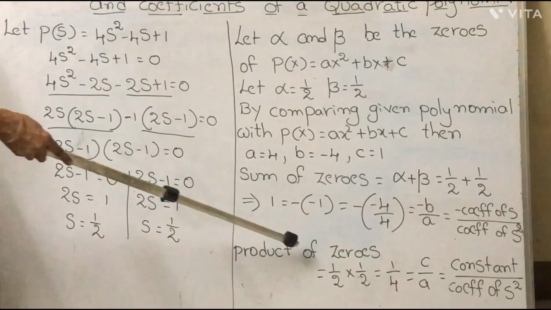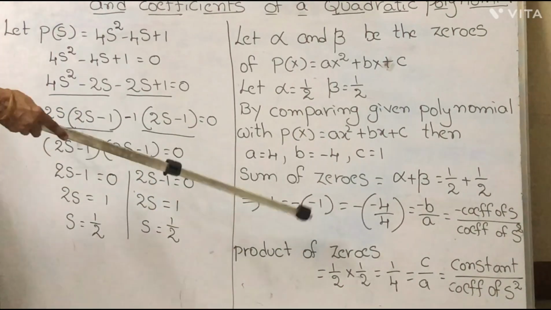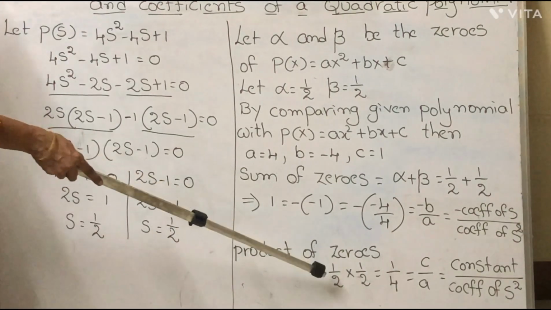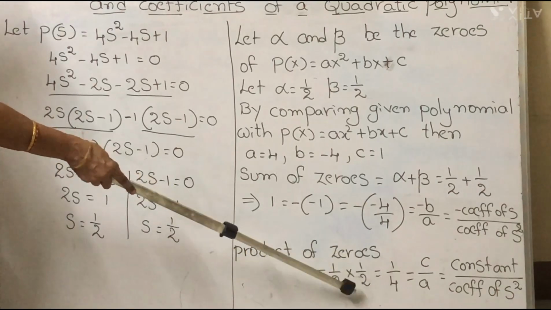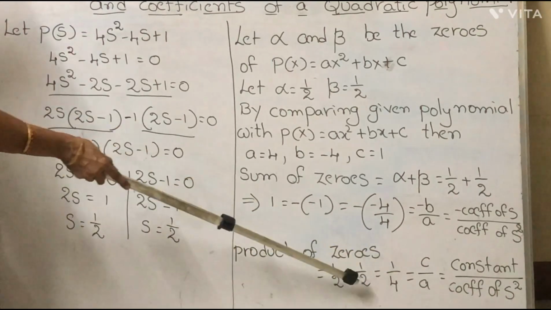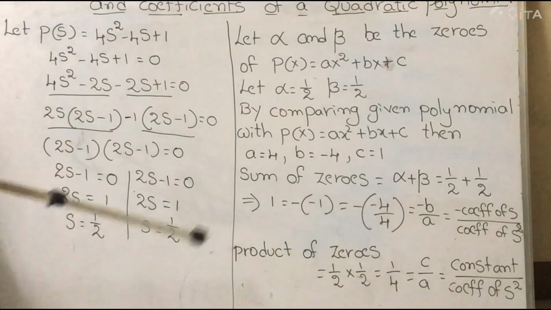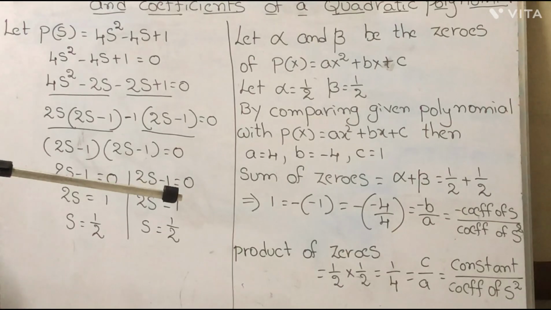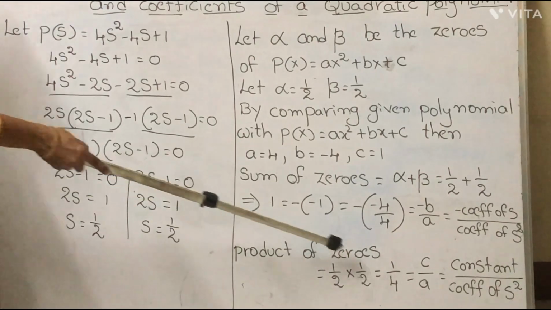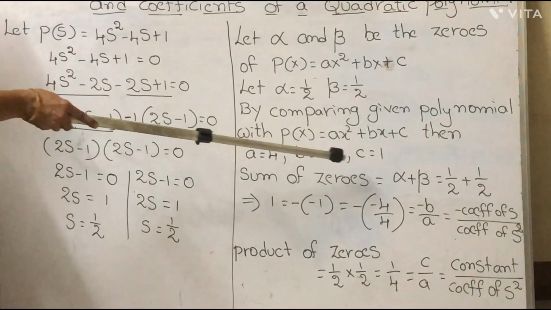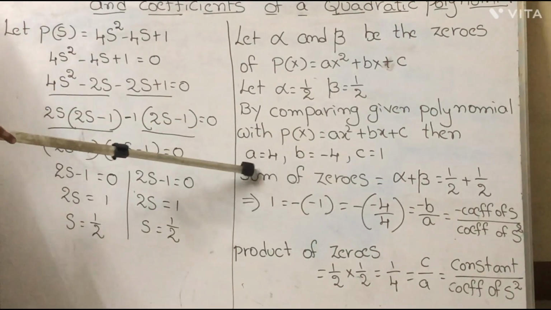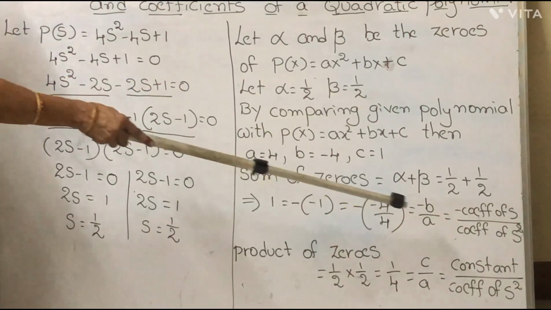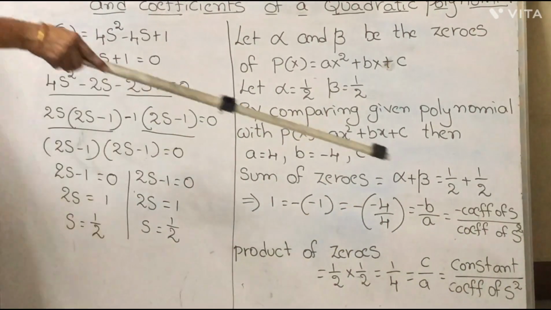Next, product of zeros, alpha into beta. 1 by 2 into 1 by 2. 1 ones are 1, 2 twos are 4, so 1 by 4. The alpha into beta formula is c by a. You have to remember, c by a. Here this 1 is c, and a is 4, so 1 by 4. So c by a: c means the constant term divided by the coefficient of s square.